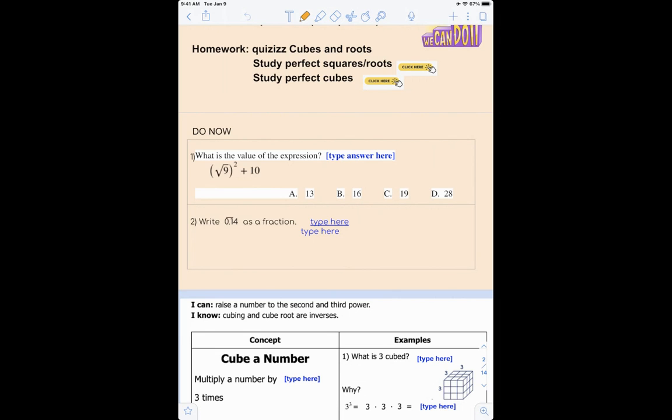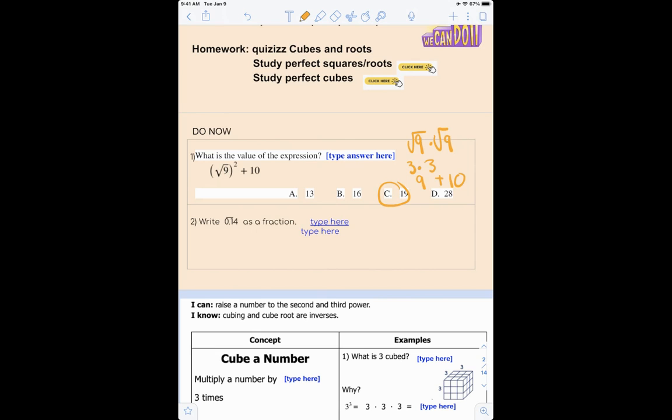Okay, so if I look at this first problem, the square root of 9 squared is the square root of 9 times the square root of 9. There's a couple of different ways I can look at that. Square root of 9 times the square root of 9. That's one way. And the square root of 9 is 3. And 3 times 3 gives me 9. And then I would have to add 10 to this. So the correct answer is 19, which is C. That's one way to look at this.